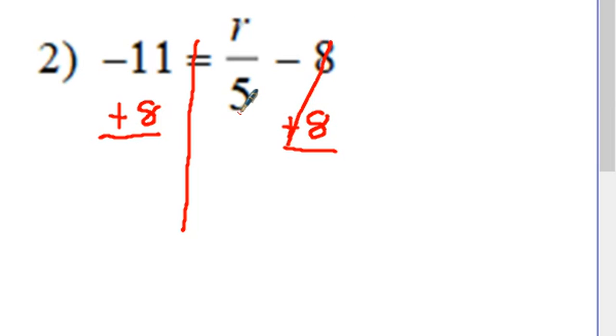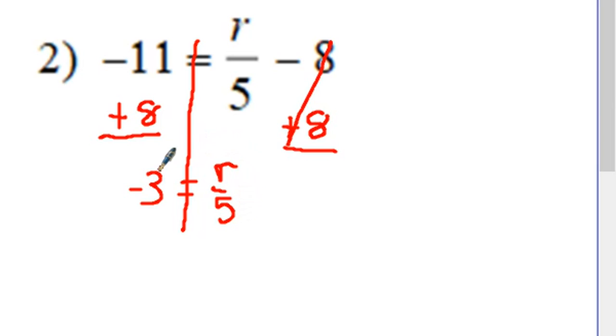Of course, in all math, there is one little trick to the rule, and we'll go over that in a later episode. Then we have negative 11 plus 8. We bring that down, and that gives us negative 3. And then over here, I'm going to bring my r over 5 down.